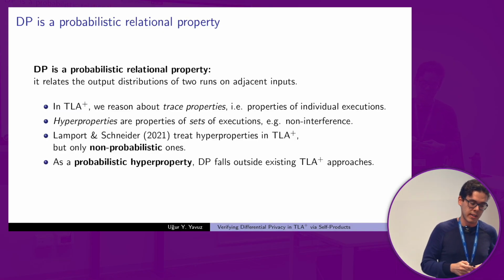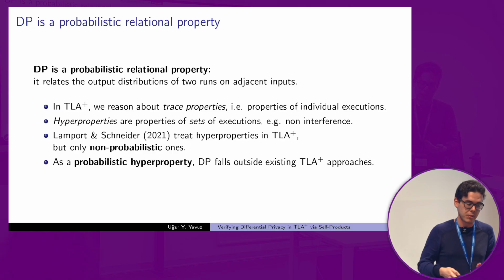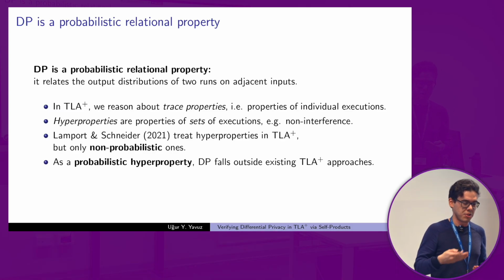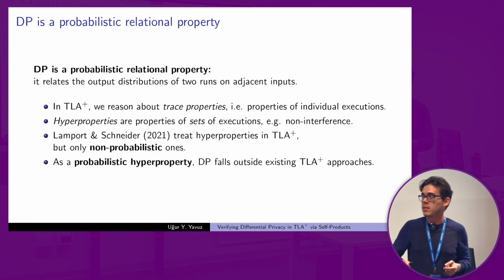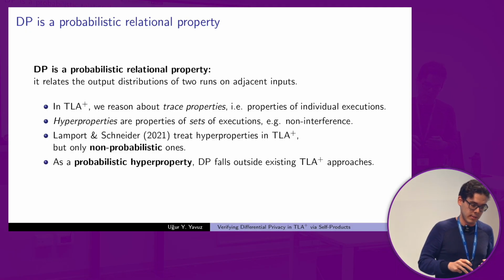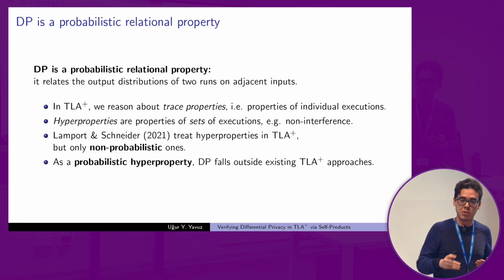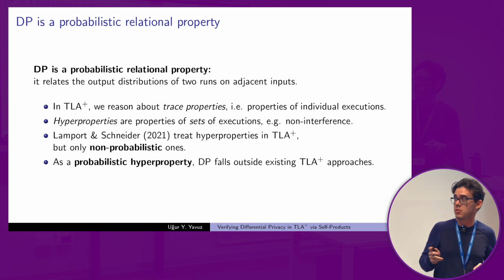This is a problem for the kinds of properties we usually verify in TLA+, because in TLA+, we reason about trace properties, properties of individual executions, things like this assertion always holds in every run of the algorithm, or this state is eventually reached. You cannot express a relational property directly within this framework. And we are instead dealing with a hyperproperty, which are properties of sets of executions rather than individual executions. And among hyperproperties, we call those that are defined for pairs of executions relational properties.